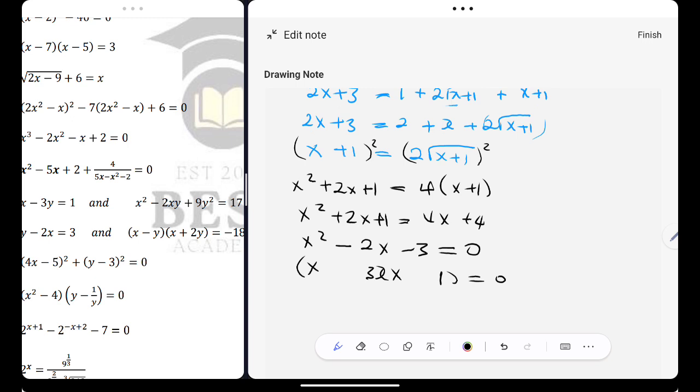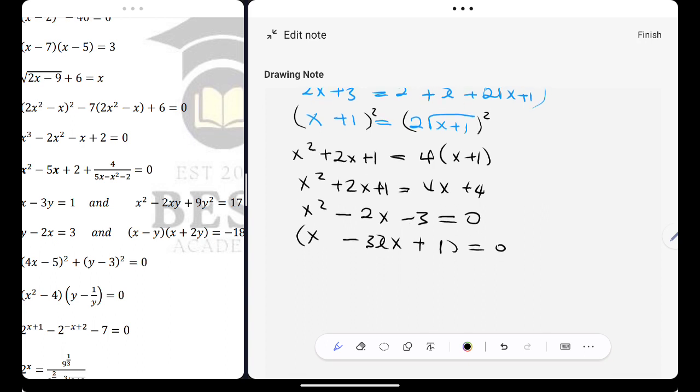I'll have a 3 and a 1. And then I will have minus and plus because I have a negative. Whenever I factorize, if the sign is negative, my brackets should have different signs, and the bigger factor between the two factors must take the sign of the middle term. 3 is bigger than 1, so 3 will take the sign of the middle term.